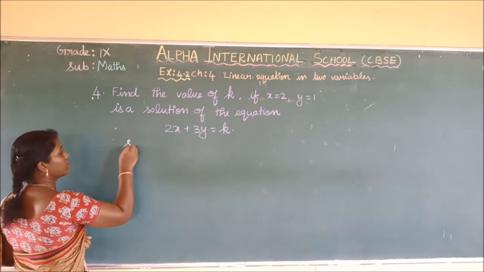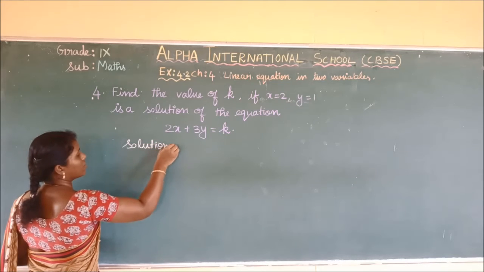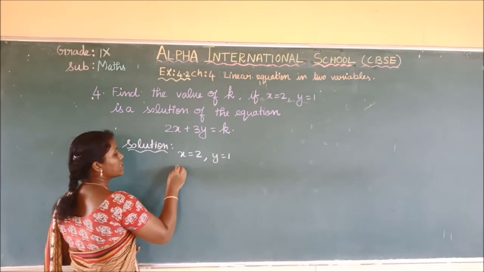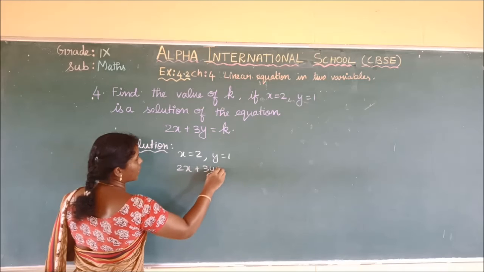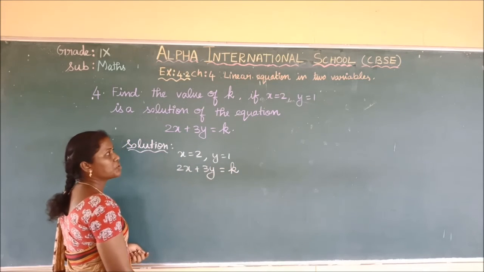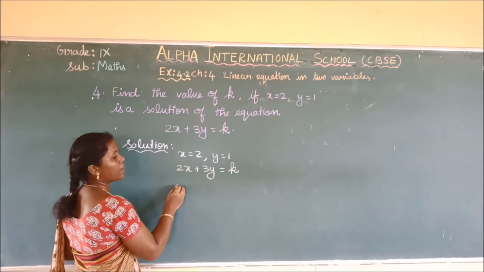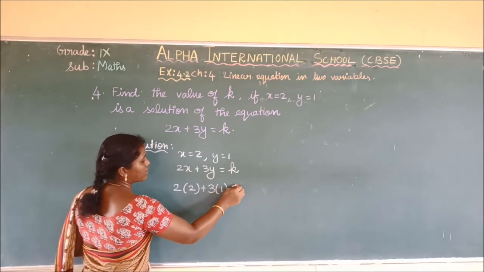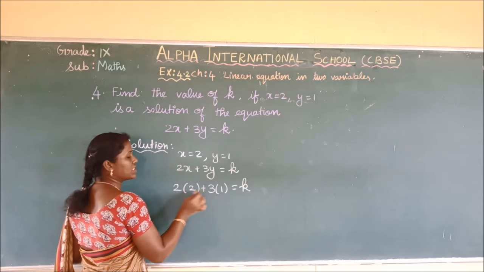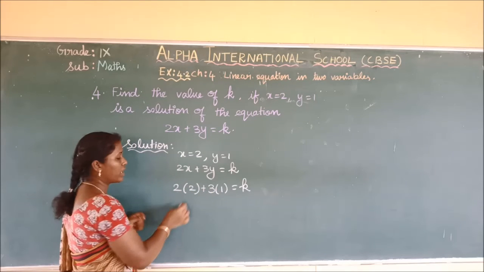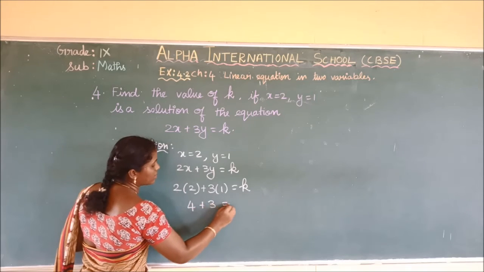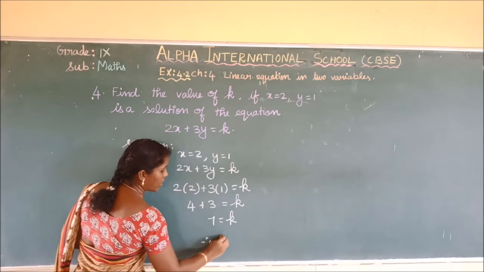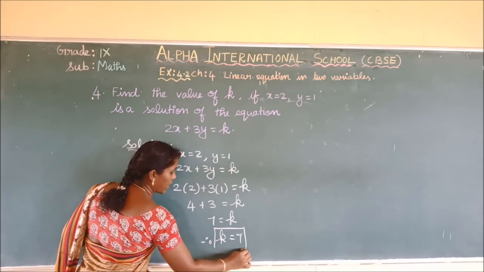So let us solve now. What are the values we have? x is equal to 2, y is equal to 1, and the given equation is 2x plus 3y is equal to k. If I substitute the values of x and y in this equation, 2 into 2, in the place of y replace 1, is equal to k. Just replace in the corresponding place and solve. 2 2s are 4 plus 3 is equal to k. 4 plus 3 is 7, which is equal to k. Therefore, the value of k is 7.